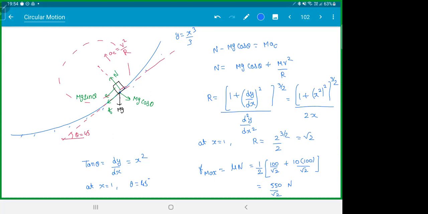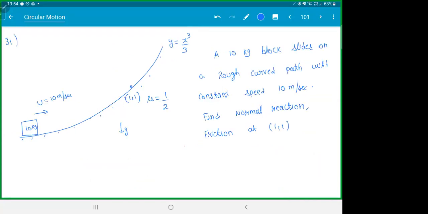Theek hai, chalo, with that we'll wrap up for the day. So please start solving circular motion first. We did 31 questions. Revise this first. That is priority 1.